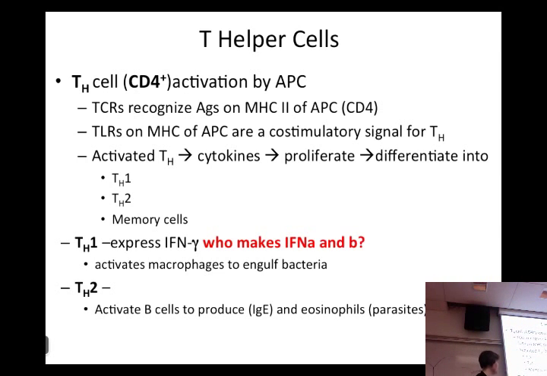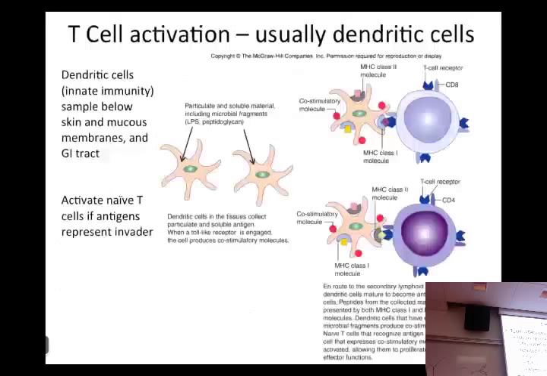Now that's what Th1 does, and the interferon alpha and beta I just mentioned to distinguish it from what interferon gamma does. T helper cell type 2, these are the guys that activate B cells to produce IgE and activate eosinophils, which help us to combat parasites and also are part of our allergic response if we're having an allergic response.